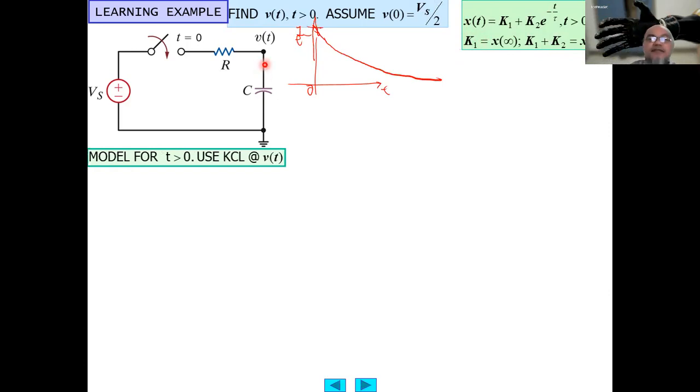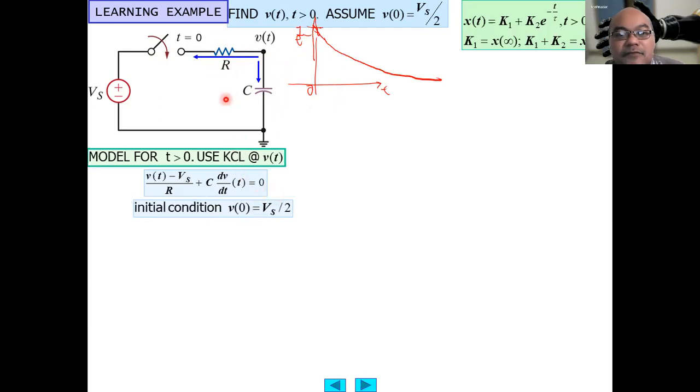So for t larger than 0, let's use Kirchhoff current law at voltage Vt, similar to the previous slide. So use the differential form of the capacitance law: (Vt minus Vs) divided by R plus C dV/dt equals 0.